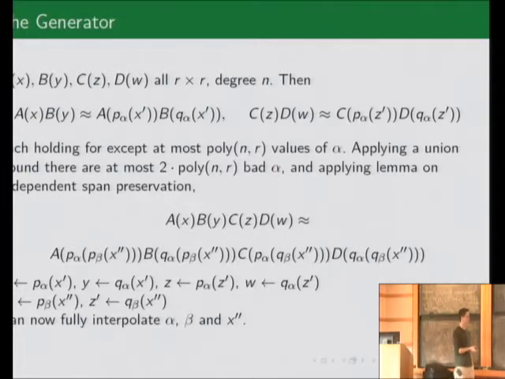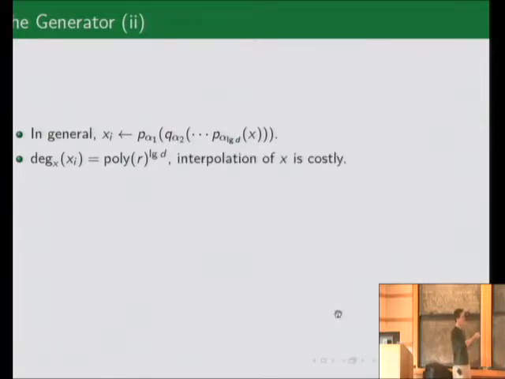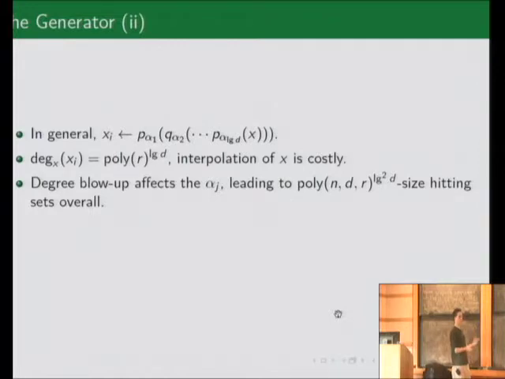Okay, so if we have these curves, we do get a generator. The problem is that in general, you're going to have xi as this composition of curves, and the degree is going to be quasi-polynomial, and there's sort of a feedback loop going on: not only is this interpolation costly at the end, this affects the number of bad seeds you can have, and then you get sort of a polynomial to log squared. So not only is it not low degree as a generator, you get a worse hitting set.